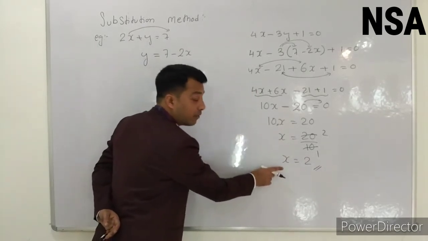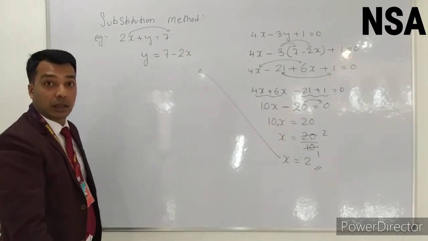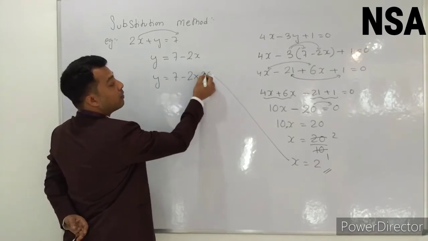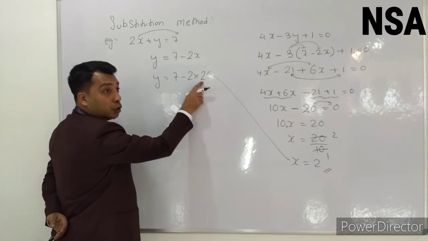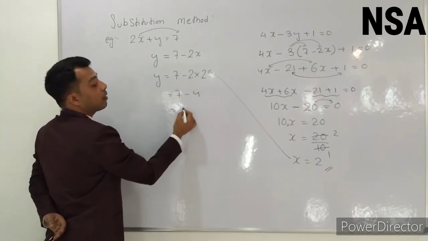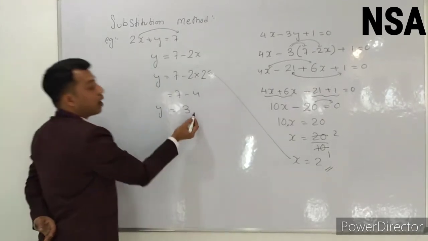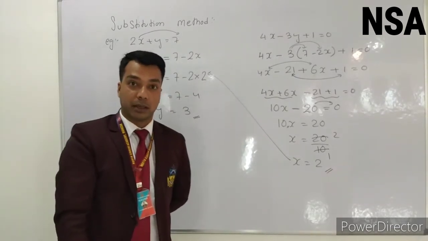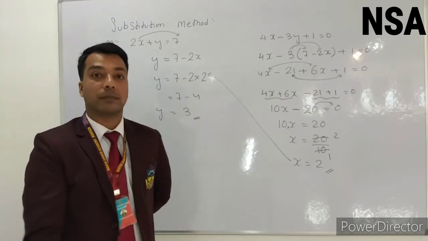Once you have found the value of a variable, you come back again to the first equation and put the value in. Now instead of x, you put the value you have found, that is 2. So here, instead of x, I have substituted the value 2. It gives you the answer 3. So you have x as 2 and y as 3. This is the method known as the substitution method. Similarly, you can keep on practicing some more questions.